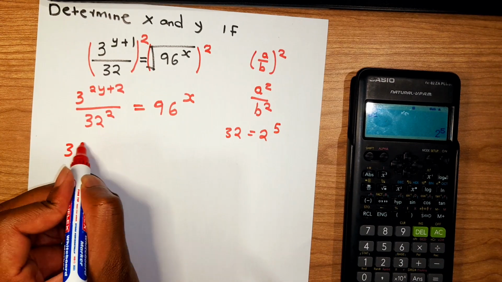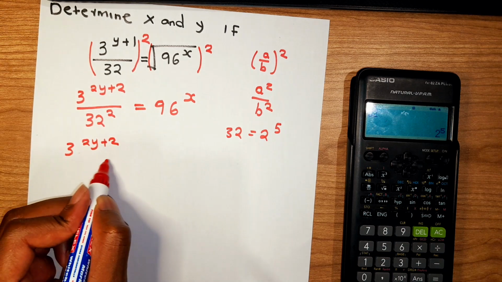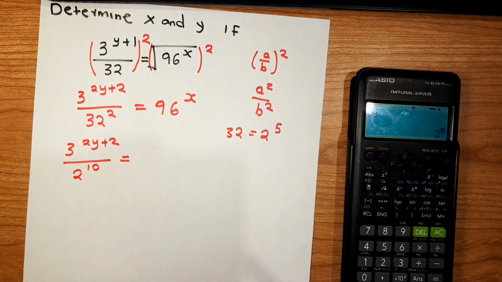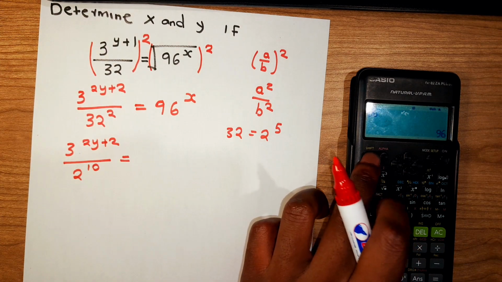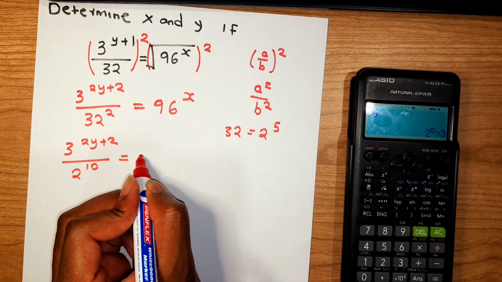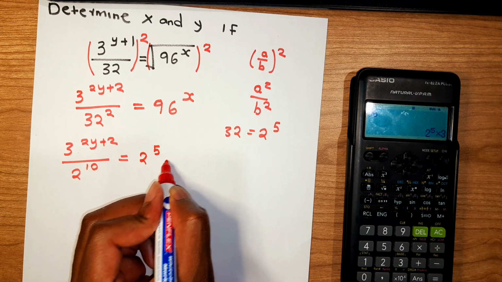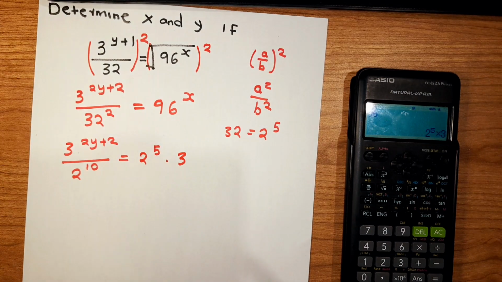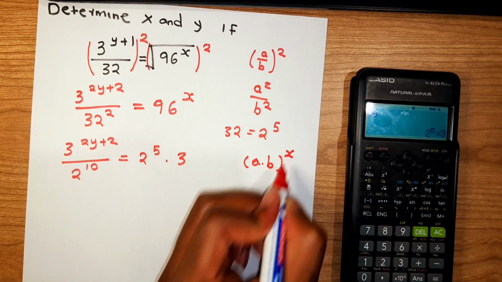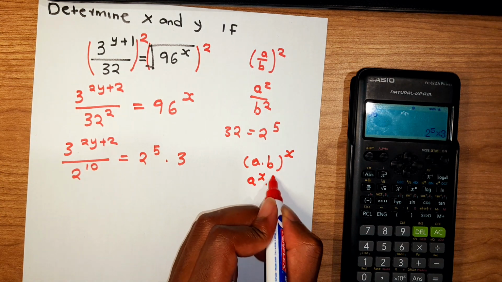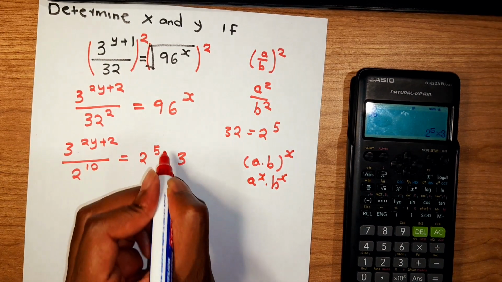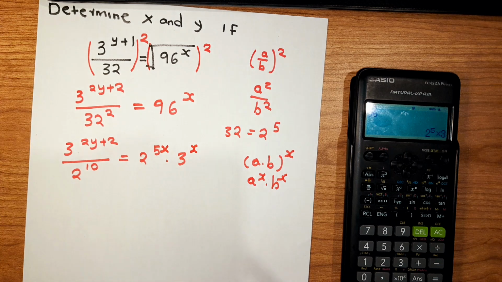So it means that we have 3 to the power 2y plus 2, divided by 2 to the power 10, equals 96 to the power x. Let's look at 96. Let's change it. 96, shift fact. Okay, so 96 is actually 2 to the power 5 times 3. Remember, there's a law of exponents that says if you have a times b, all to the power x, this is the same as a to the power x times b to the power x. So since this was multiplied by x, it means that this is going to be 5x and this is going to be x.